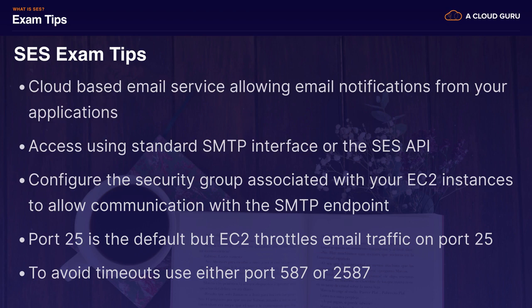And just remember, port 25 is the default port to use for SMTP, but within AWS, EC2 throttles emails on that port. So in order to avoid throttling and avoid timeouts, there are two alternative ports that you can use instead, and they are port 587 or 2587. So do just remember those three ports. 25 is the default for SMTP, but within AWS, if you want to avoid timeouts, use 587 or 2587.